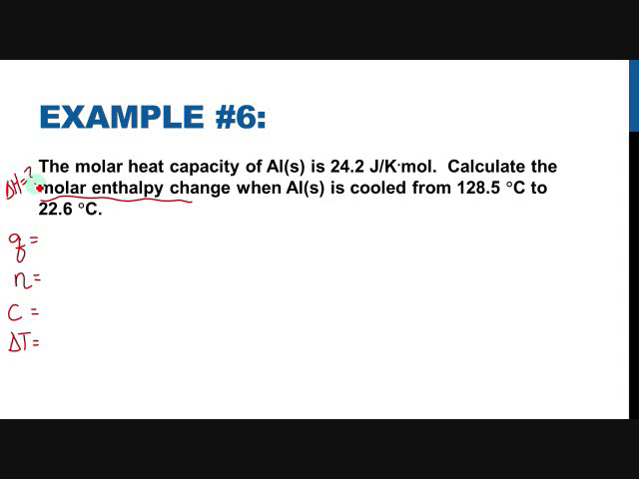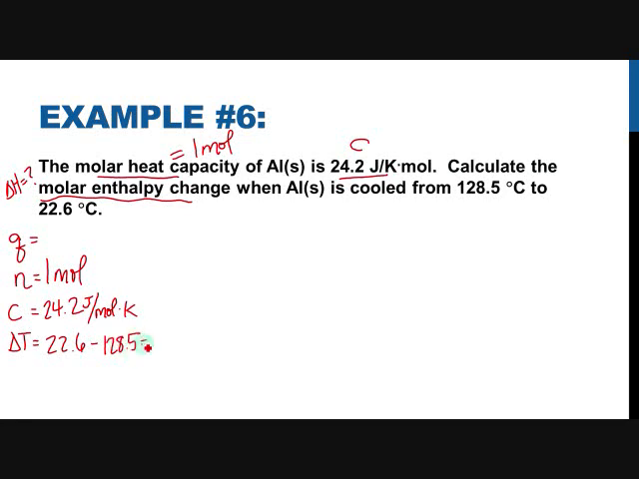Okay, so I already know that this is my C, 24.2 joules per mole Kelvin. Now, it doesn't tell me anything about moles. So if it's molar heat capacity, then that's assuming that that is 1 mole. If you're not given moles, then you just assume that there is 1 mole of the substance. Okay? And then temperature, it's cooled from 128.5 to 22.6. So final, let's do this the right way. 22.6 minus initial 128.5 gives me negative 105.9 degrees Celsius change.